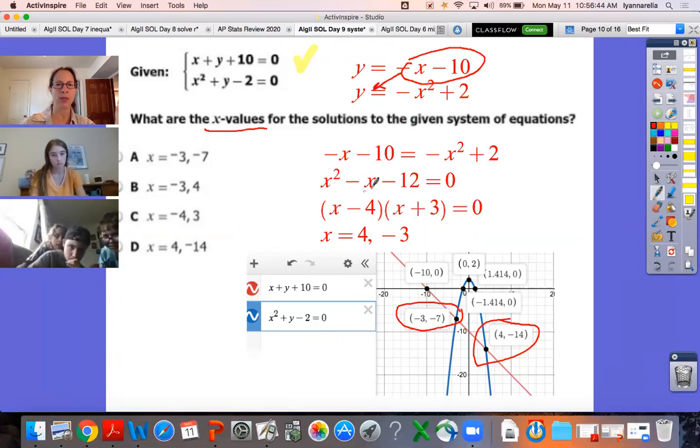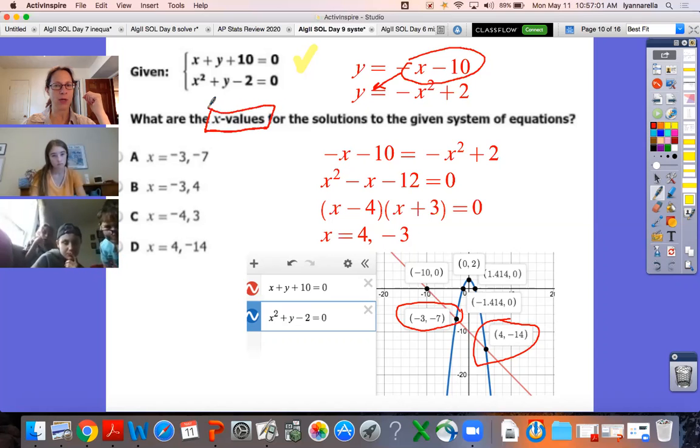I kept the negative x where it was, and I subtracted 2, and I got negative 12. And now I just do a factor box, and I get x minus 4 and x plus 3. And so my 2 solutions are 4 and negative 3. And they only wanted the x values, which is a weird question.